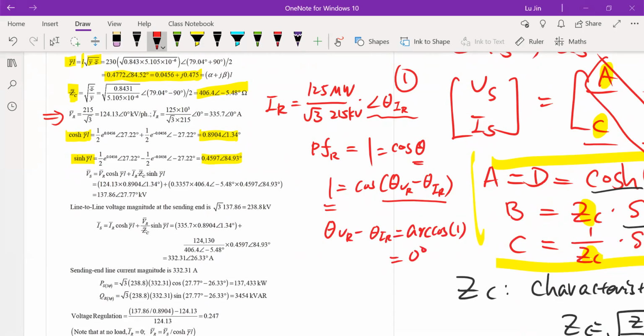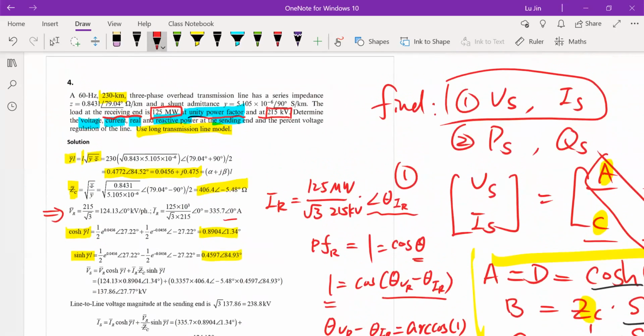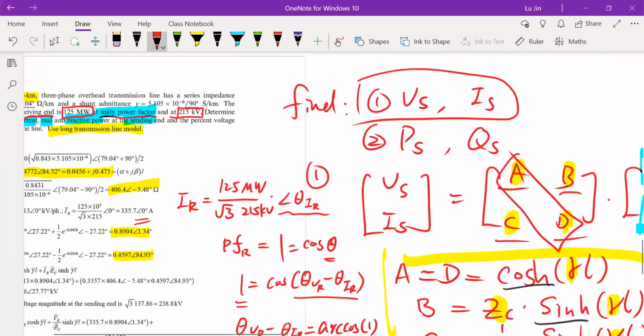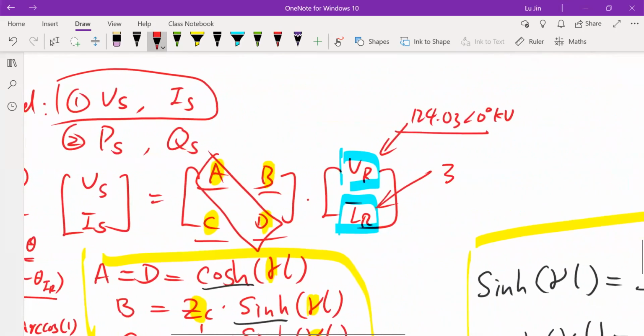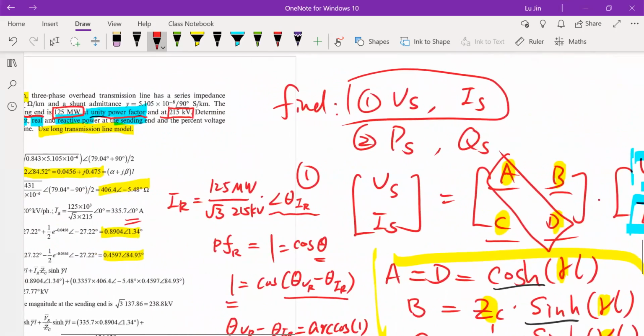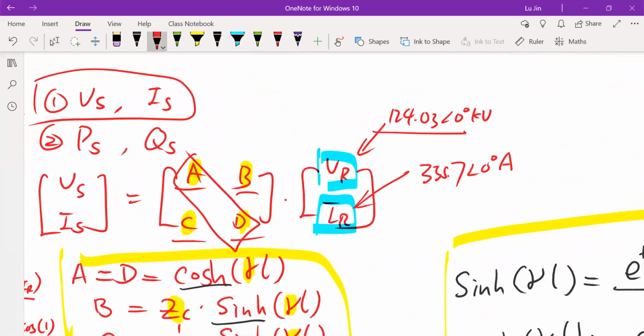So that indicates the angle of the voltage at the receiving side is equal to the angle of the current at the receiving side. The two angles are equal. But regarding the voltage, that is the reference, so the angle is 0. So for the current at the receiving side, its angle is also 0 degrees. Here you can see the current has 0 degrees as the angle at the receiving side. So this is 335.7 with 0 degrees. I think kilo amps, right? So amps. Guys, I didn't do the calculation, I just leave that to you, okay?